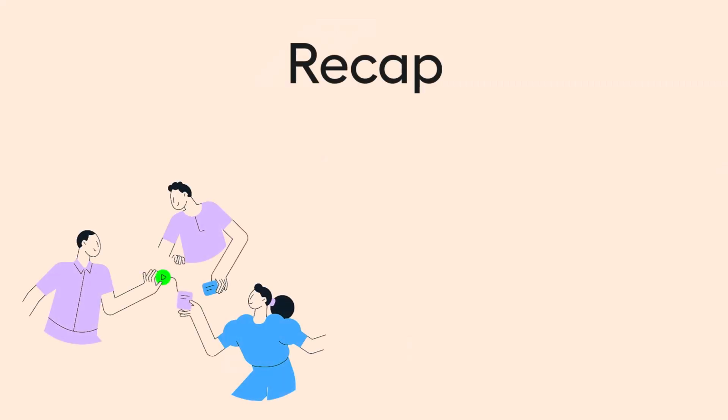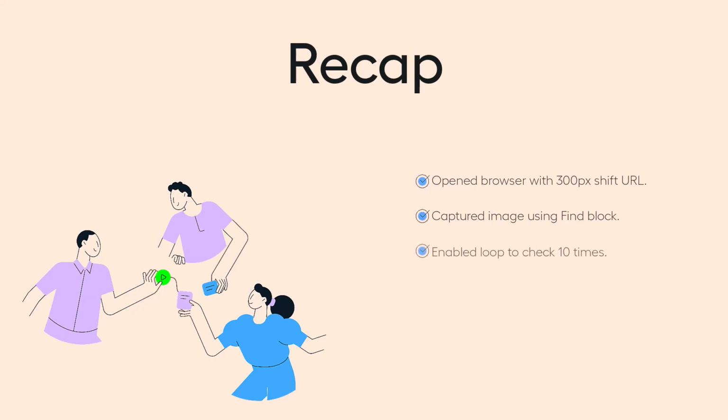Now, let's quickly recap the flow we followed to automate the shifting image scenario. We launched the browser with a 300 pixel shift URL, made sure the window was maximized, captured the image using the Find Web element block, enabled Require Valid Images to ensure it's fully loaded, and added a loop block to repeat this check 10 times. After each check, we refreshed the page using the Navigate Web block. If the image wasn't found, the flow would fail. Otherwise, the page keeps refreshing until the image is found each time. Then the test passes.